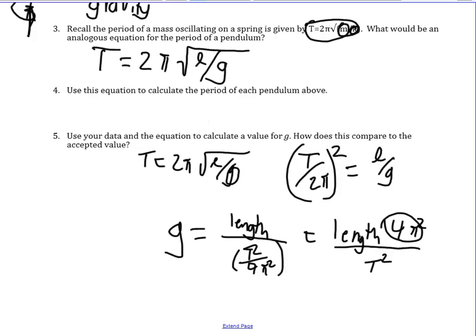Okay? Alright, good luck. Hopefully you get this done, and then there will be a couple problems out of the book on pendulums.